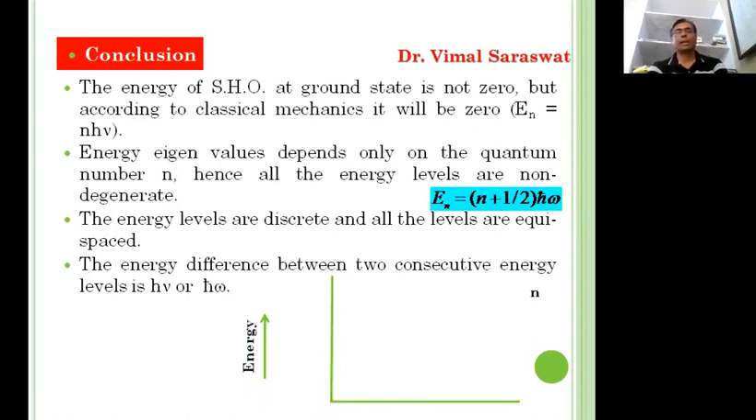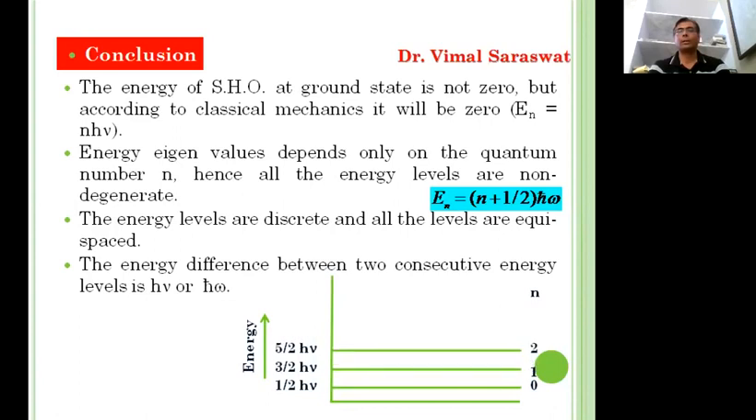Now we are showing here the energy levels. When n is equal to 0, the energy is half hν or half ħω, which is the zero point energy. When n is equal to 1, the energy will be 3/2 hν or 3/2 ħω. N is equal to 2, energy will be 5/2 hν. N is equal to 3, energy will be 7/2 hν. And similarly, when n is equal to 4, energy will be 9/2 hν.